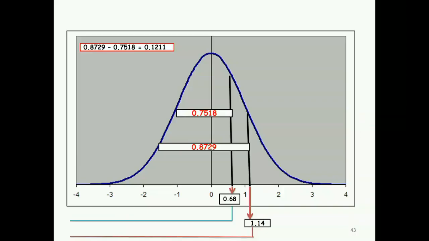So first I go from 1.14 to the left. I found 0.8729. Then I went from 0.68 to the left. Then I found 0.7518. So this distance would be 0.1211. You see the idea?